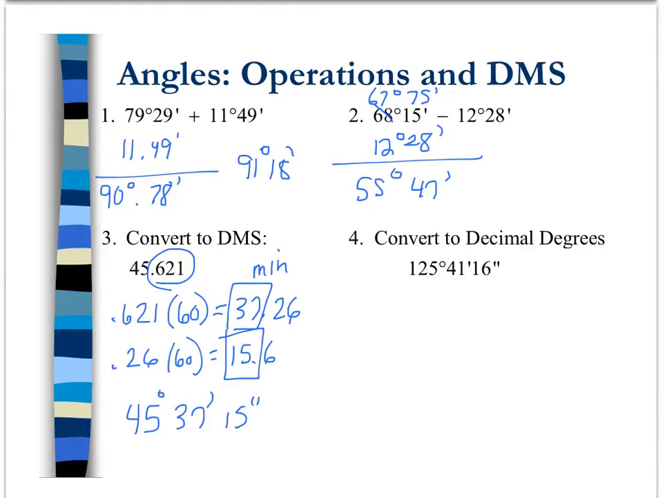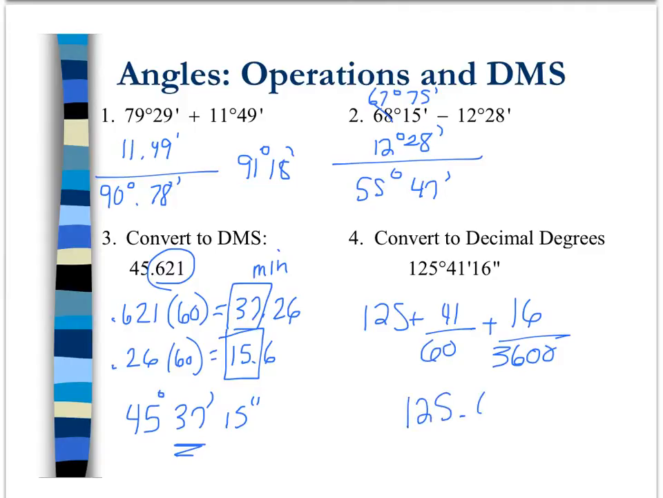And using some common sense, this should make sense because 0.6 of a degree is a little more than half, and 37 minutes is a little more than half of 60. To go the other way, we have to take 41 and divide it by 60, and the 16 seconds and divide it by 3600. And we add both of those decimals to 125. Our final answer here should be 125.688 degrees.